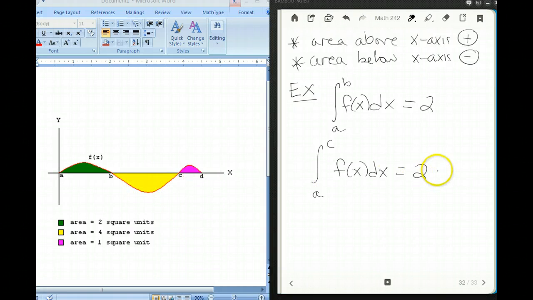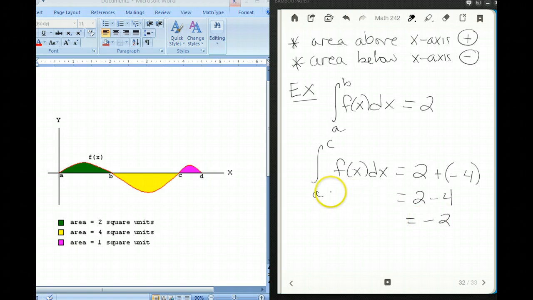So you could write this as take the green stuff, 2, and then add what? The area of the yellow, which is considered negative, and what's the area of the yellow? It says 4. Okay. Now, why did they not write negative 4 right here? That's because they're just telling you what the actual area is. It's up to you to decide whether it should be positive or negative. We decide negative because it lives below the x-axis. Okay. So that means this is really 2 minus 4, which is negative 2.